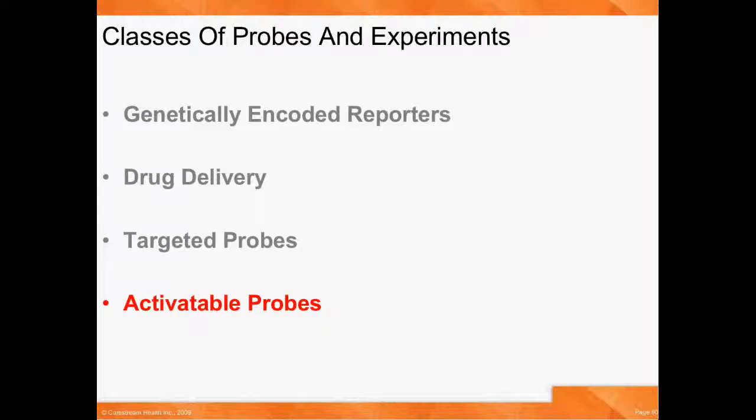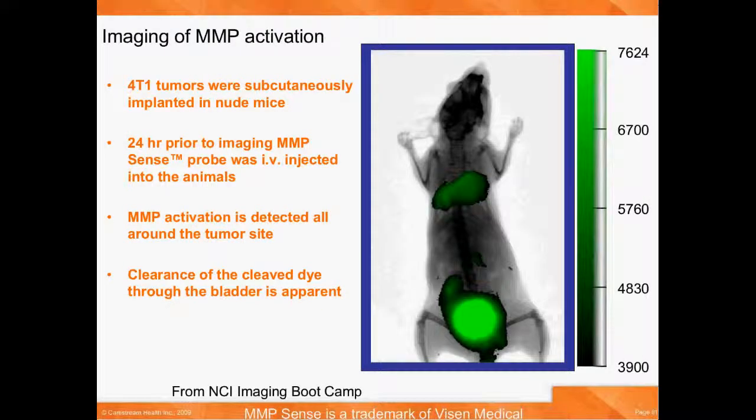The next class of probes that's very exciting are activatable probes. These are probes that are darker in their injected state, and then when an enzyme acts on them, they become bright. We've already seen one example of that in beta-galactosidase with DDAO galactose.